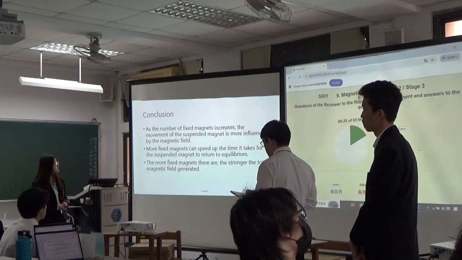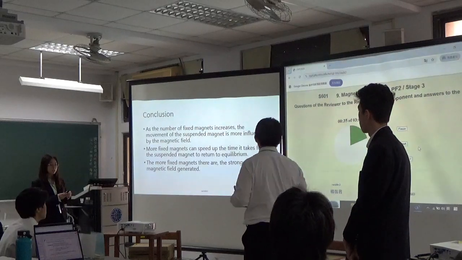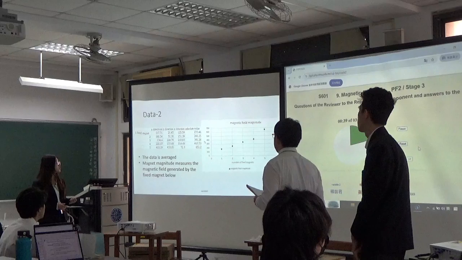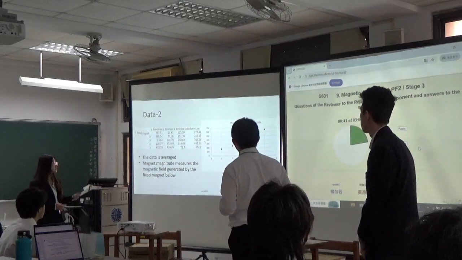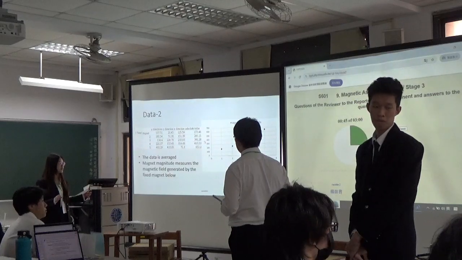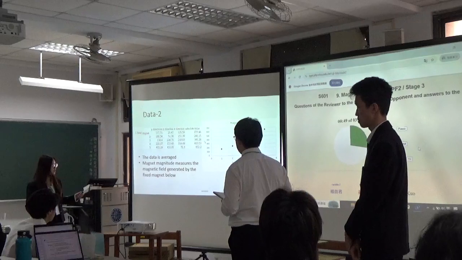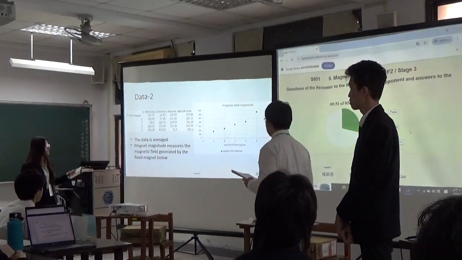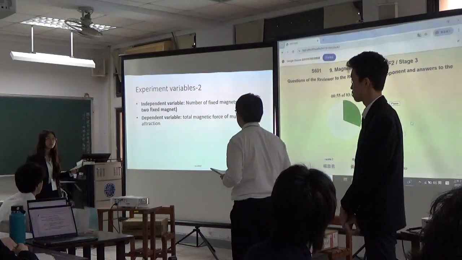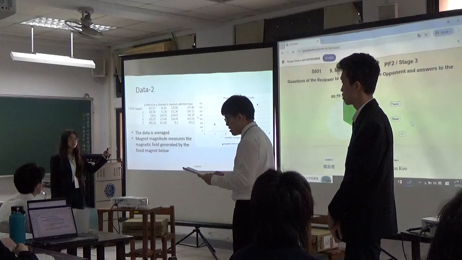Okay. Could you elaborate a bit more on what you mean by the suspended magnet is more influenced? Because the test die will get bigger and it means the magnetic field will get bigger, and that makes the. Do you have any cases for that? Right here. Oh, okay, thank you.